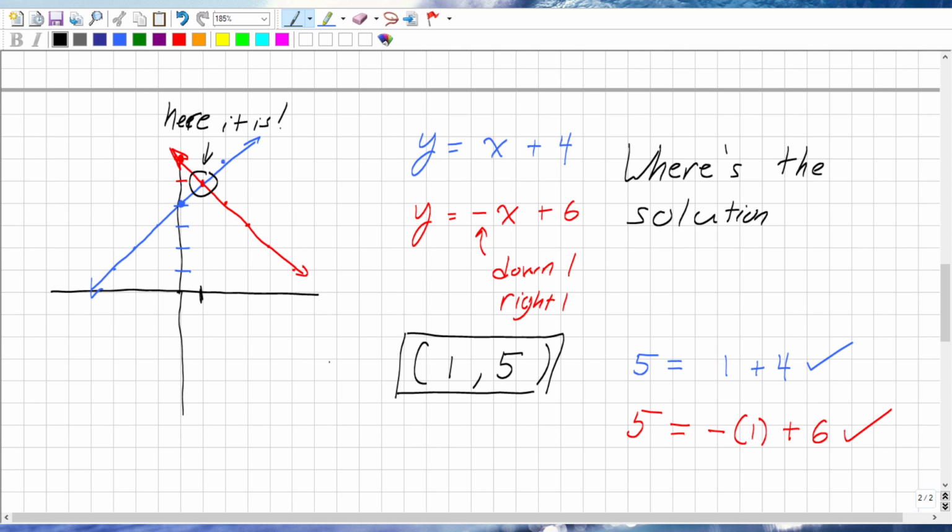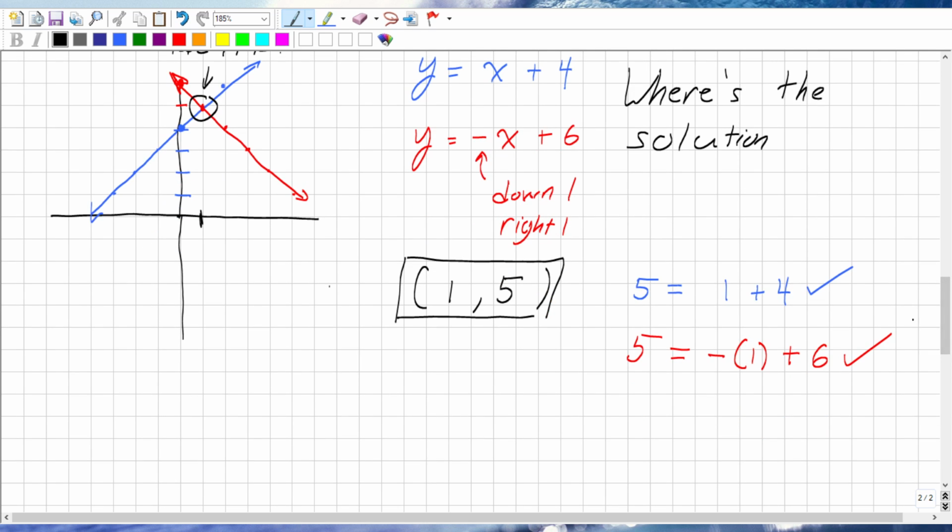Pretty easy? Yeah, I think so too. Just looking at it, it seems like all we have to do is graph on good graph paper and find out where the two things intersect, and we're good. All right, so let's go into another example. One that might be a little different.